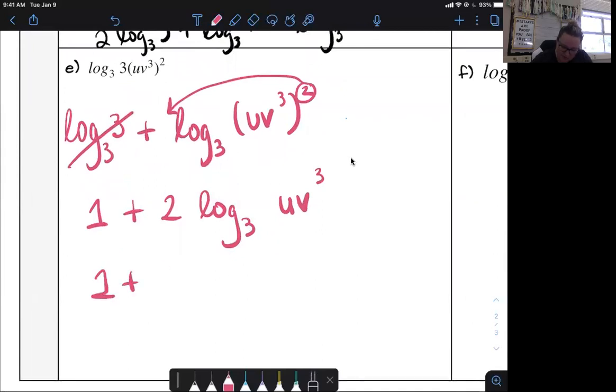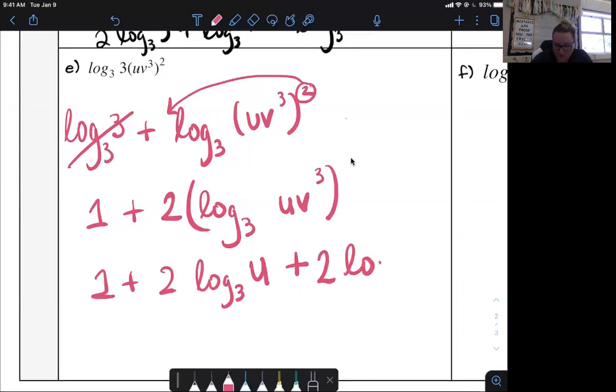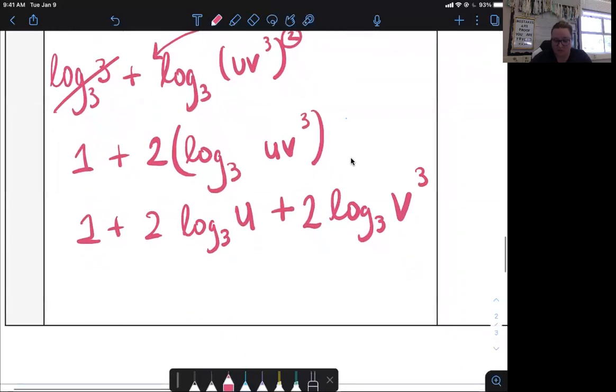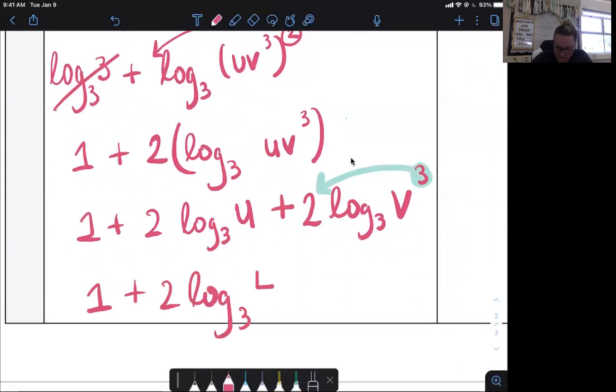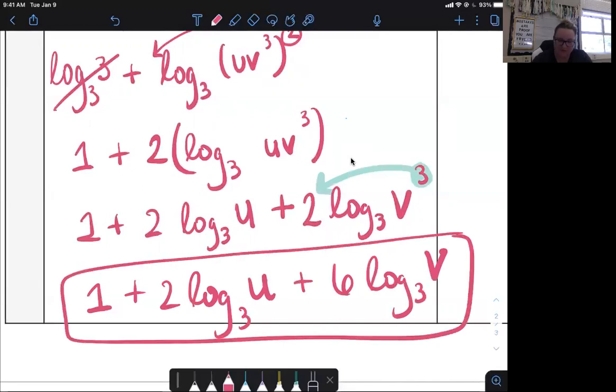And then because uv cubed is being multiplied, we can split that into 2 separate logs. So we would have 1 plus 2 times the log base 3 of u plus, now be careful because this 2 is being multiplied by this whole thing. So we also need to multiply 2 by the log base 3 of v cubed. We have to multiply that by 2 as well. So then we still have this exponent here that can be brought out in front, and we're also multiplying it by the log. So we're going to have 1 plus 2 times the log base 3 of u plus 6 times the log base 3 of v. And that would be our final answer.